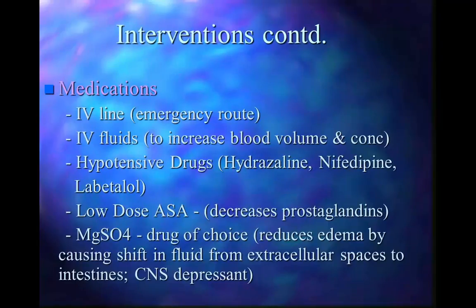Medications would be our next part of interventions. She needs IV access for emergency meds and IV fluids to increase her blood volume and the concentration. Hypotensive drugs may be used here. Low-dose aspirin is going to decrease prostaglandins. And then mag sulfate is going to be our drug of choice because it's going to reduce edema by causing a shift in fluid. But the main reason we want to use it is that it's a CNS depressant.